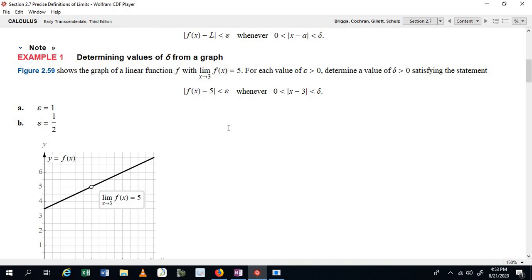In the next video, I'm going to show you how to prove that the limit of f of x as x approaches 3 is equal to 5. I'm going to show you that this is true using the epsilon delta proof for any epsilon greater than 0, not just for specific ones like we're doing here. That would constitute a formal proof of a limit, showing that the limit of f of x as x approaches 3 is equal to 5 in this case. So I'm going to do that in the next video.